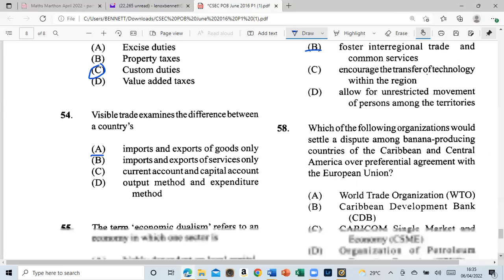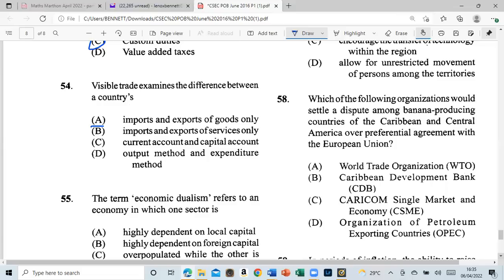Number 58, which of the following organizations would settle a dispute among banana producing countries of the Caribbean and Central America under the differential agreement with the European Union? The World Trade Organization, the WTO.